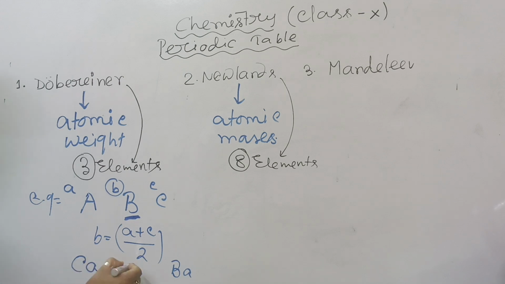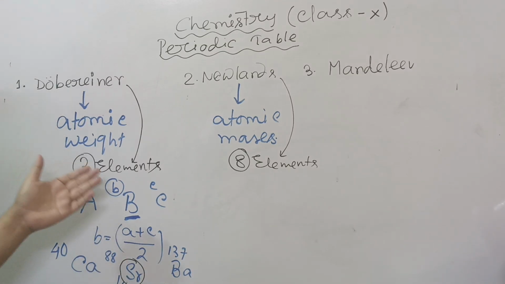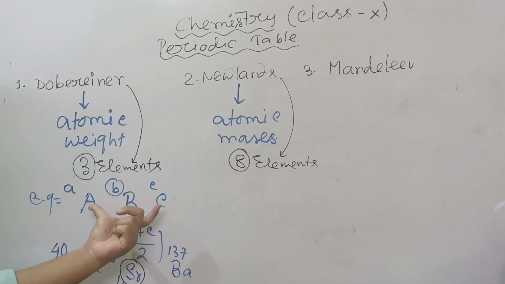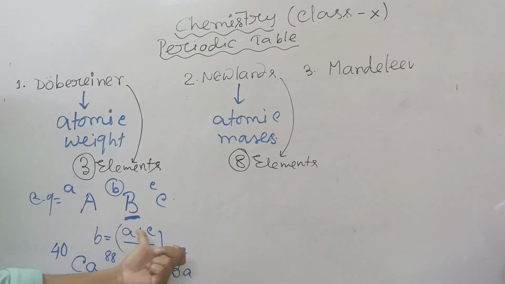So here, what is the atomic weight of the strontium? The atomic weight of strontium is the average of the rest of the 2 elements. Okay, the atomic weight of calcium is 40, barium is 137. So what is the atomic weight of strontium? 40 plus 137 divided by 2, it is nearly equal to 88. Okay, so this is the Döbereiner's triad rule. Keep in your mind it is related to atomic weight. The atomic weight of the middle element is the average of the rest of the 2 elements. Memorize the example calcium, strontium, barium.